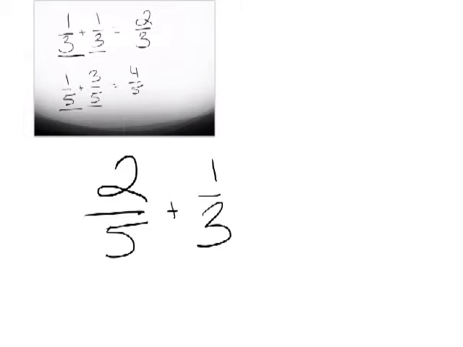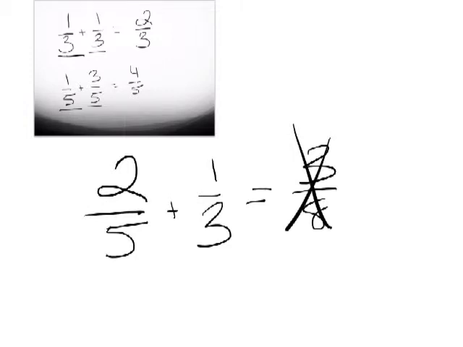Now, what do you do when the denominators are not the same? Say we had 2/5 plus, let's say 1/3. Okay? Now, we can't add these. A common misconception is to say this is going to be 3/8.